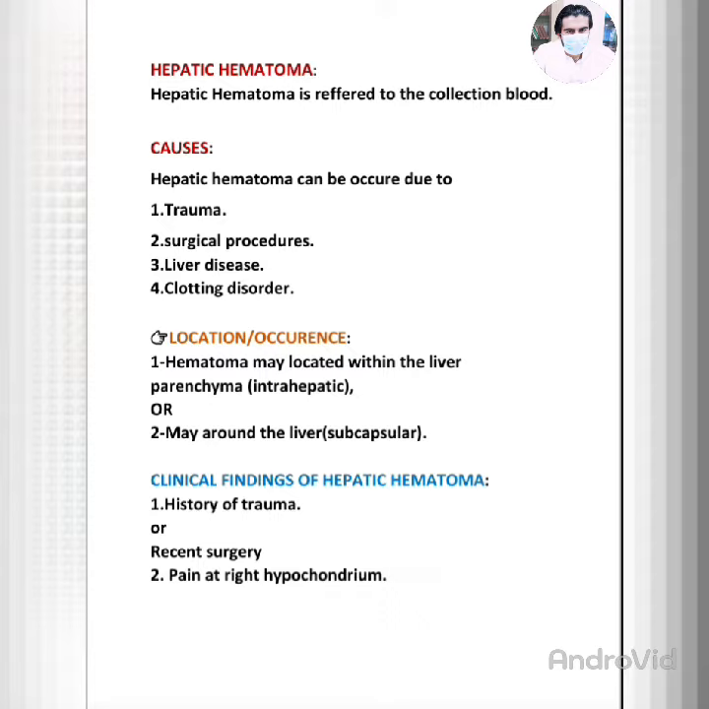Intrahepatic hematoma is that type of hematoma where the blood collects or accumulates in the liver parenchyma, and subcapsular hematoma is that type of hepatic hematoma where the blood collects below the hepatic capsule, which is a thin membrane surrounding the liver. Now, the clinical features of a hepatic hematoma. With a hepatic hematoma, the patient will have discomfort and pain in the right hypochondrium where the liver is located.